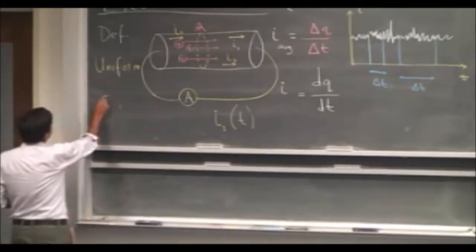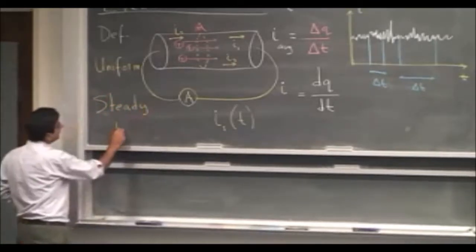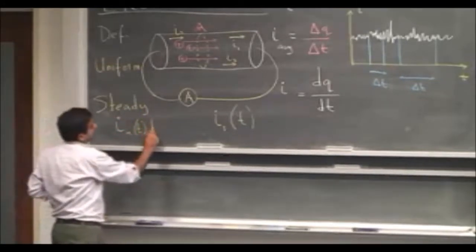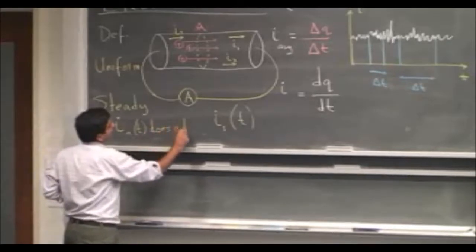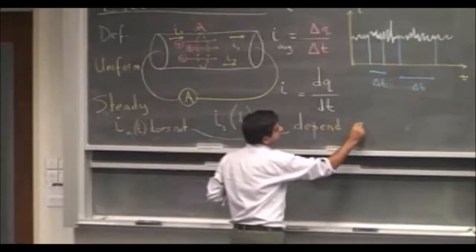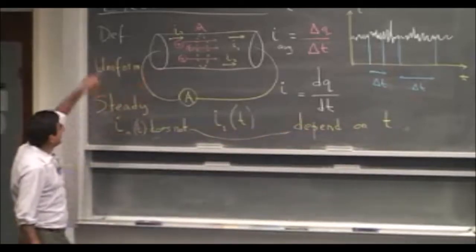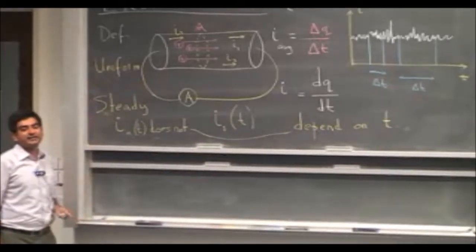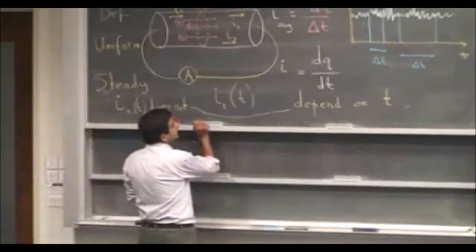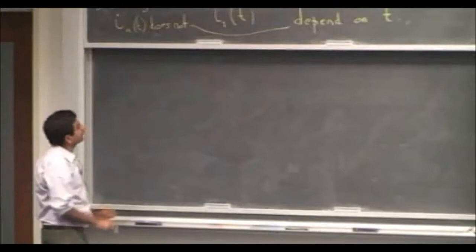So I've introduced two terms, a uniform current and a steady current. A steady current means that I(t) is independent of time, does not depend upon time. It's constant with time. So what I've done so far is that I've defined a current, I've defined a uniform current, and I've defined a steady current. All right. Now this is something that perhaps you already know from your O and A level, so things look easy so far.